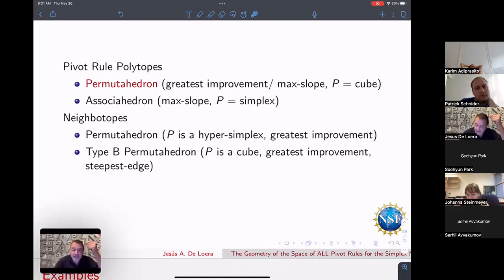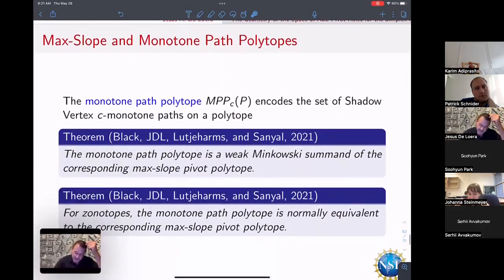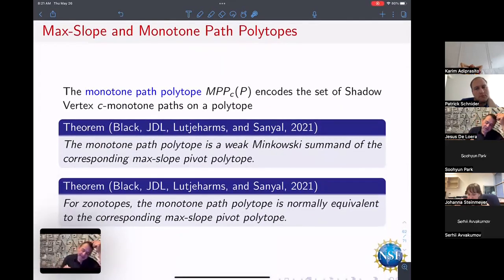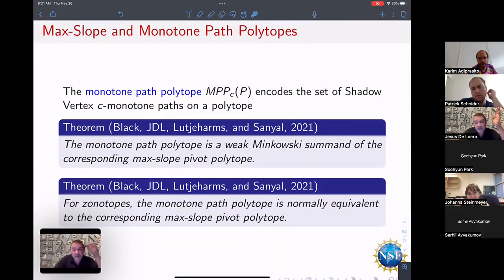Another nice thing is that the monotone path polytopes that I showed you at the beginning are actually Minkowski summands of some of these pivot rule polytopes, the ones that come from the max slope choices. When you have zonotopes, the monotone path polytope and the pivot rule polytope coincide; they become the same. So the connections to fiber polytopes are very strong.